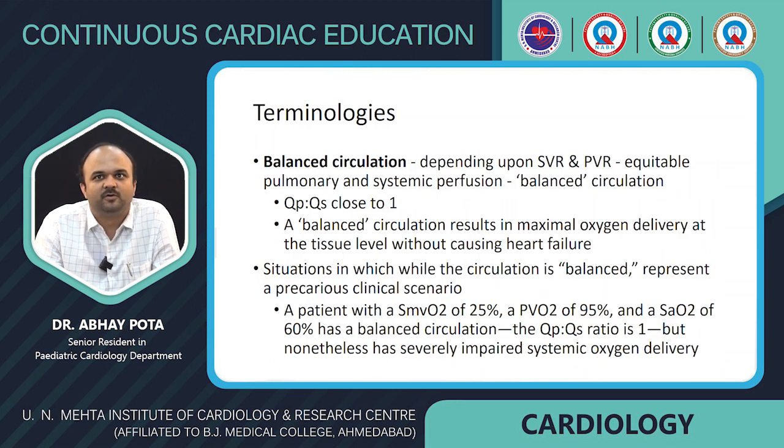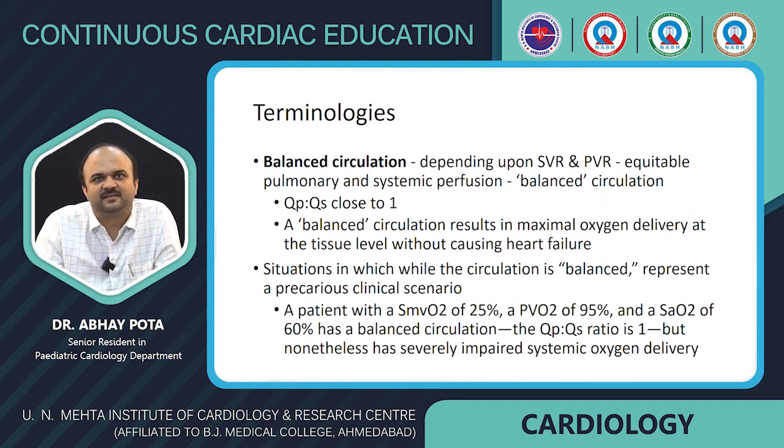So, let us discuss some of the terminologies associated with single ventricle physiology. Earlier we discussed terminologies associated with single ventricle anatomy. Let us now discuss certain terminologies of single ventricular physiology. First is balanced circulation. Depending upon systemic vascular resistance and pulmonary vascular resistance, there is a QP:QS of 1, or equitable pulmonary and systemic perfusion. That is called balanced circulation. Here QP:QS is close to 1.